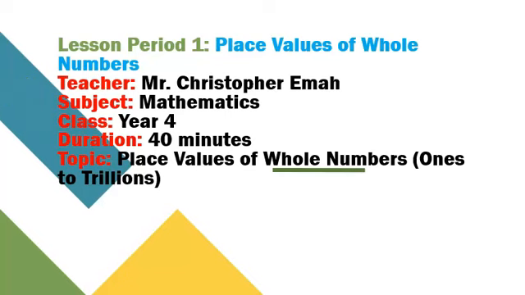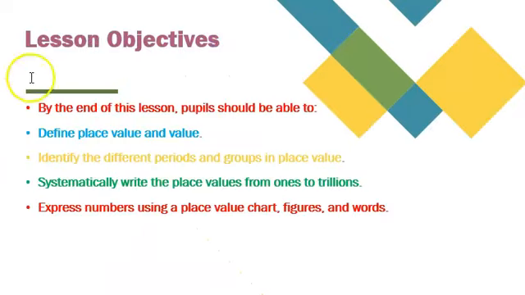Quickly, let's look at the lesson objectives. By the end of this lesson, you should be able to: number one, define place value and value; number two, identify the different periods and groups in place value; number three, systematically write the place value from ones to trillions; and the last one, express numbers using the place value charts, figures, and words. Are you ready? Let's go.